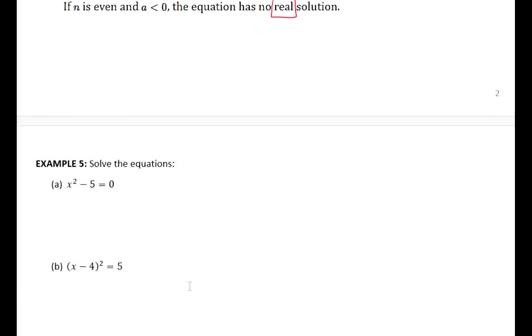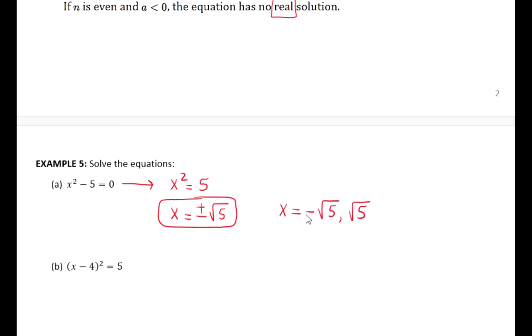So these first two are similar to what I said. From here you can write x squared equals 5, so I got two solutions, x equals plus or minus square root of 5. You can write it separately, or if you want to enter that separately, that's going to be x equals negative square root of 5 or square root of 5. So two separate solutions.